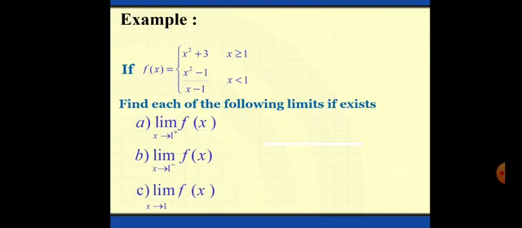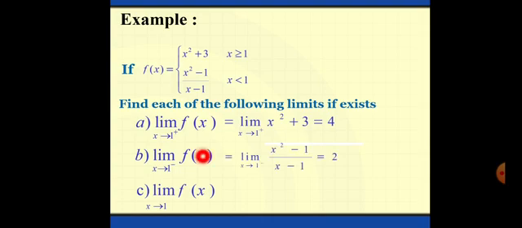For example, here we have f of x, a piecewise function, equal to x squared plus 3 when x is bigger than or equal to 1, and x squared minus 1 over x minus 1 when x is smaller than 1. Find the limit of f of x when x approaches 1 from the positive side. Which rule must be used? Sure, you have to use the first rule, because here x is bigger than or equal to 1. So use the direct substitution when x equals 1, and the final result is 4.